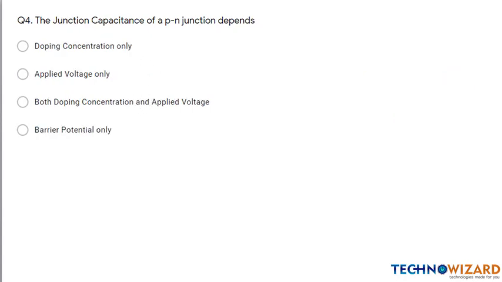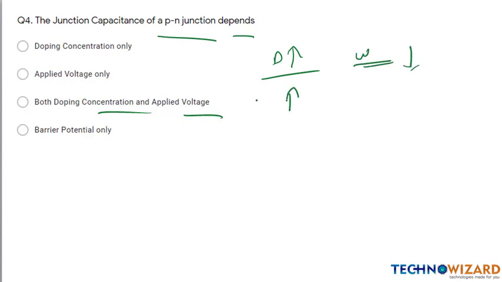Question number 4. The junction capacitance of a PN junction depends upon both the doping concentration as well as the applied voltage. If we increase the doping concentration, the width of the depletion region will decrease. And if we increase the applied voltage, the width of the depletion region will increase. This is how the junction capacitance of a PN junction depends upon doping concentration as well as the applied voltage. Therefore, option C is the correct answer.